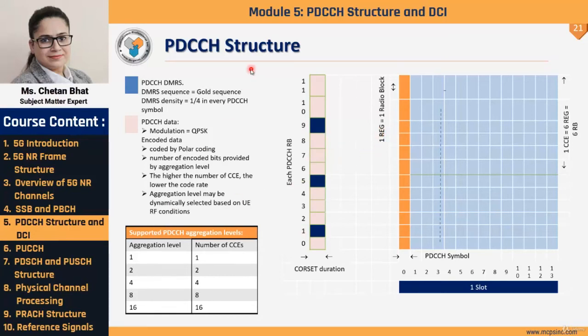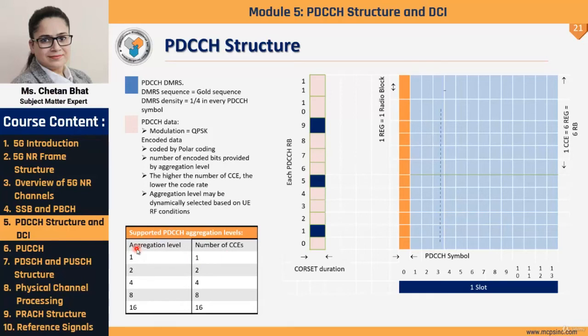Then in PDCCH, similar to what we had in LTE, we have a concept of aggregation level, and aggregation level defines the number of bits that will be used in order to transmit the information to the user in the downlink direction, right? So we can have the aggregation level of 1, 2, 4, 8 or 16, right? In LTE we only had 4 aggregation levels. Here we have 5 aggregation levels, and these aggregation levels represent the number of CCEs. So if I talk about aggregation level of 1, it will occupy 1 CCE.